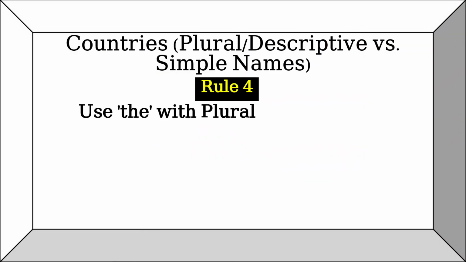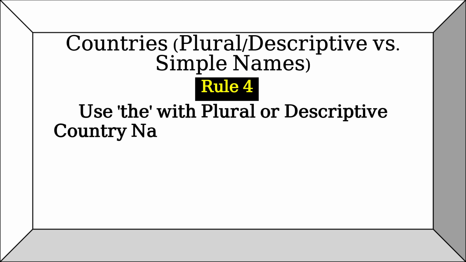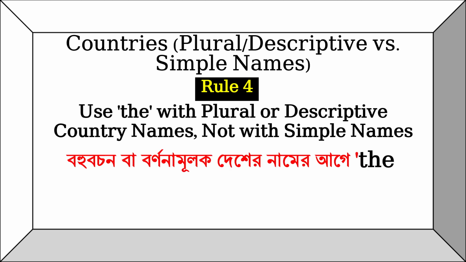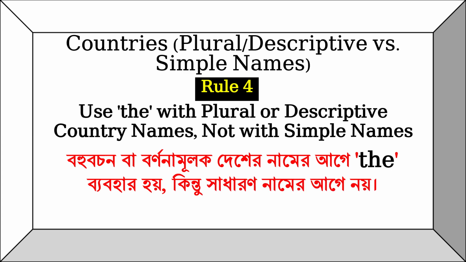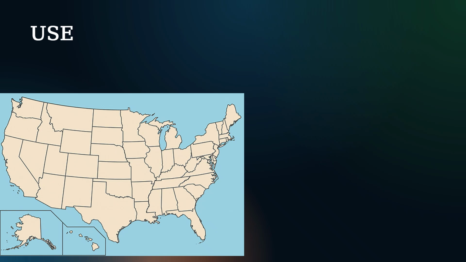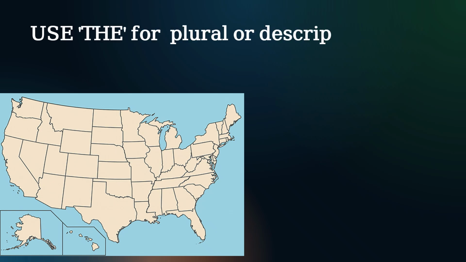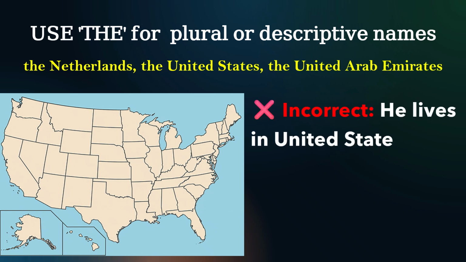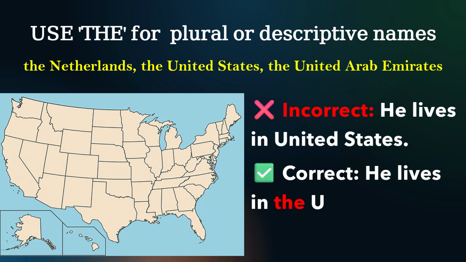Rule 4. Use "the" with plural or descriptive country names, not with simple names. বহু বচন বা বর্ণনামূলক দেশের নামের আগে ডি ব্যবহার হয়, কিন্তু সাধারণ নামের আগে নয়। So use "the" for plural or descriptive names. For example, the Netherlands, the United States, the United Arab Emirates. Incorrect. He lives in United States. Correct. He lives in the United States.